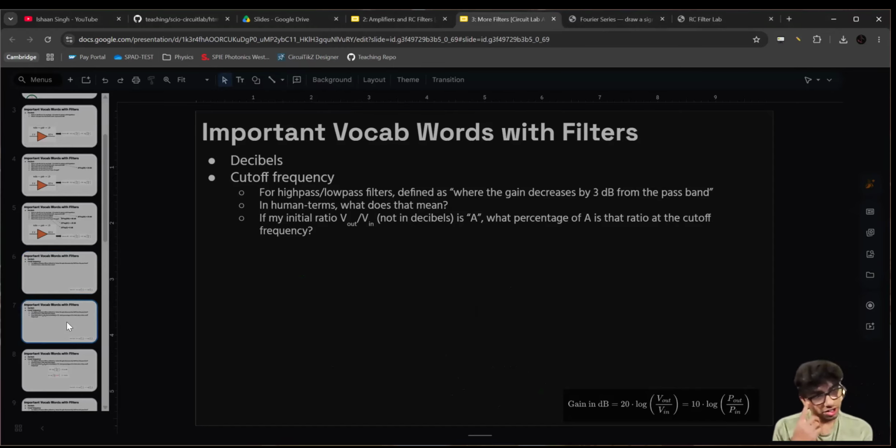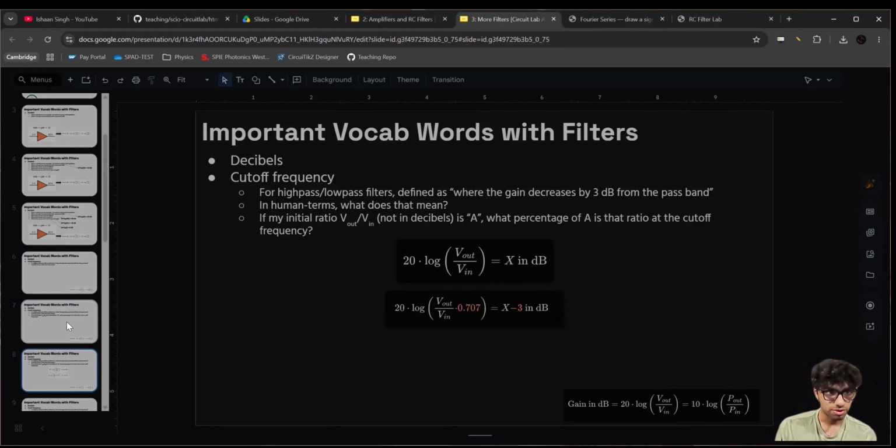So if my initial ratio is V out over V in, and we'll call that A, what percentage of A does it mean to decrease by 3 decibels? This is just a math problem that you can work through. It turns out it's about 0.707 or 1 over square root of 2. So I encourage you to work through that yourself. It's just algebra and math, but that's an important number to keep in the back of your mind as you look at these circuits.